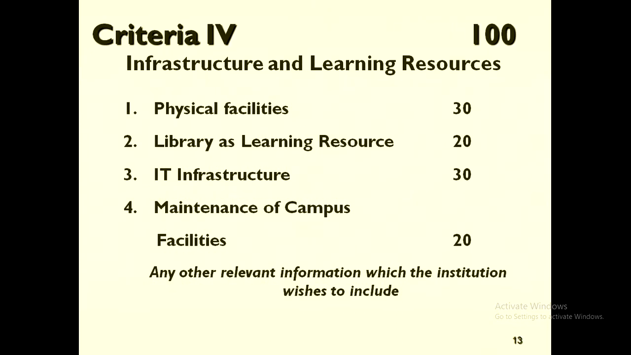And criteria 4 is infrastructure and learning resources. How much physical infrastructure we have. Most of the points we can get from this area, but only 100. Library as learning resources, IT infrastructure, maintenance of campus and other facilities.